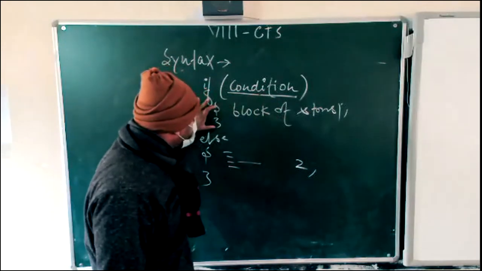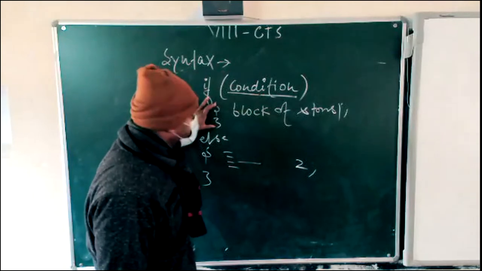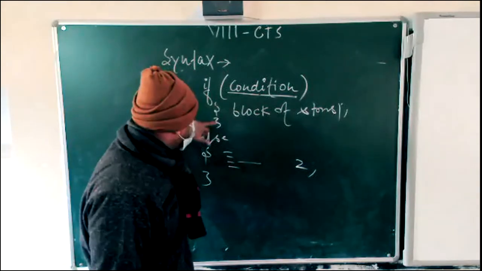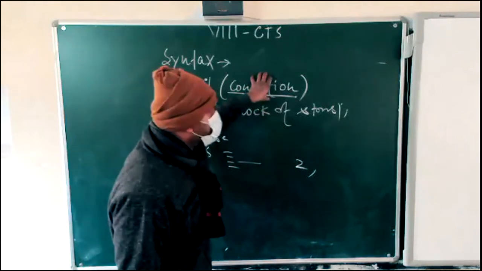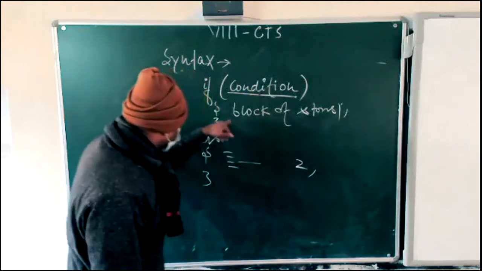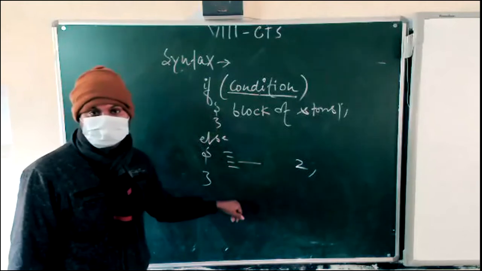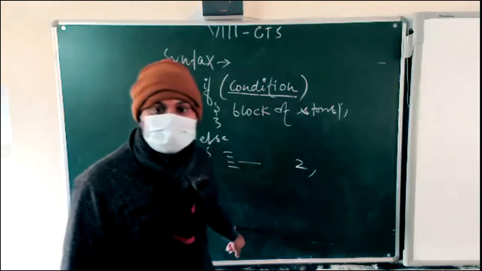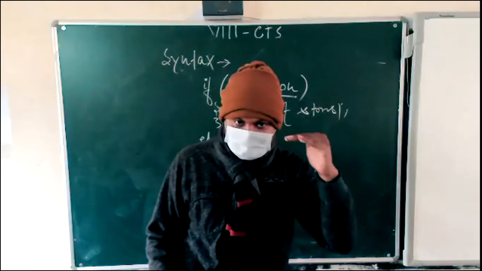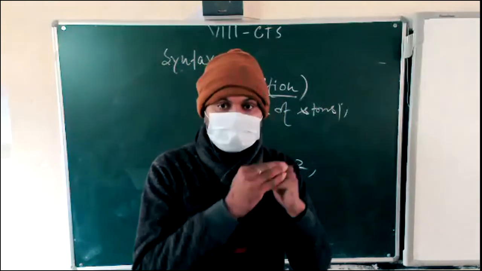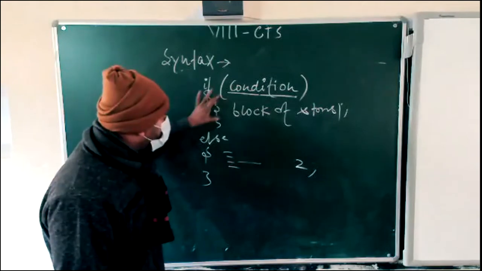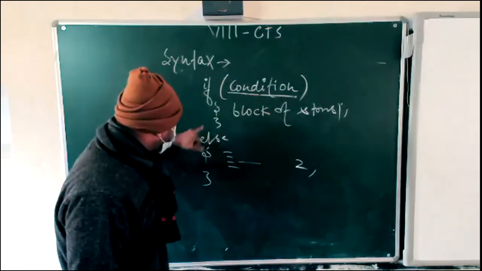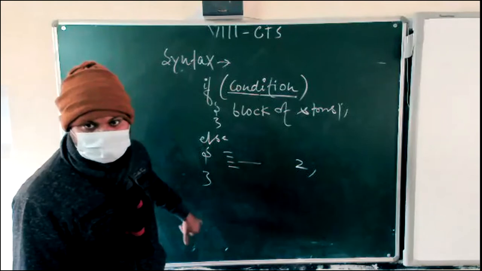then the block for this if, opening curly braces and closing curly braces, will be executed. If this condition gets false, then the else part will take place. So this is the concept: if we take a decision and our decision is true, then the concerned block will be executed, and if our condition is false, then the else part will take place.